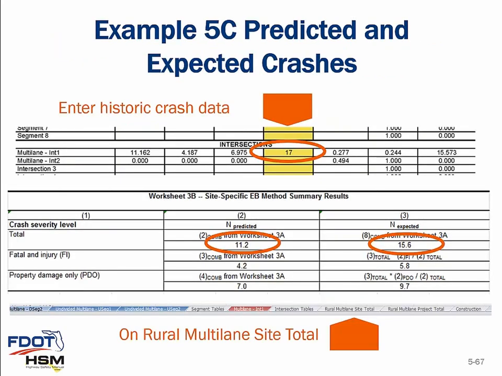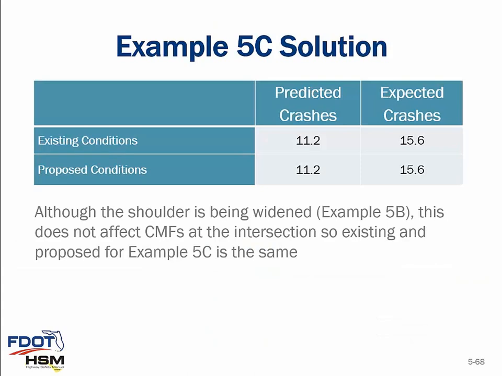Okay. So we have historical data again, 51 crashes over 3 years, or 17 crashes per year. We go to the rural multi-lane site total tab. This would get entered at the top of the form into the yellow box, and enter that 17 in. And this increases our N predicted and allows us to compute the N expected value of 15.6. So we would get an increased value of 15.6 for expected. So we can go through and do this and complete our summary solution sheet here.